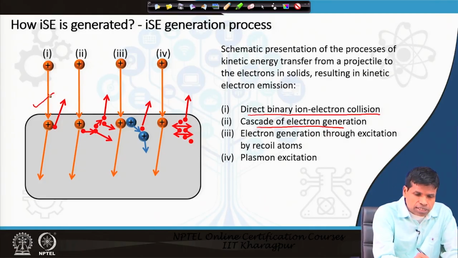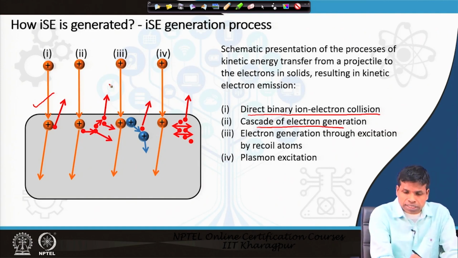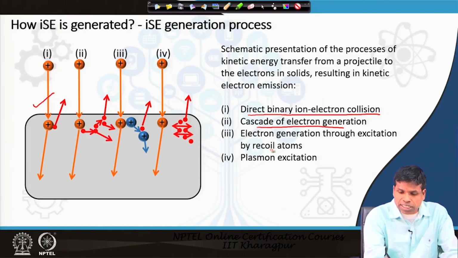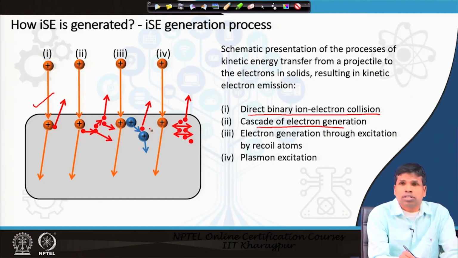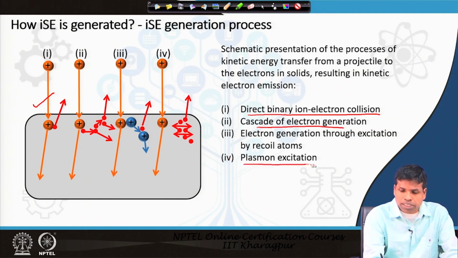Second, the first secondary electrons are generated, and those electrons interact with others to produce two more electrons, like a cascade of electron generation, and one will come out from the specimen. And third is electron generation through excitation by recoil of atoms; the recoiling atoms will go inside, interact with the specimen and produce secondary electrons. And the fourth one is plasmon excitation.